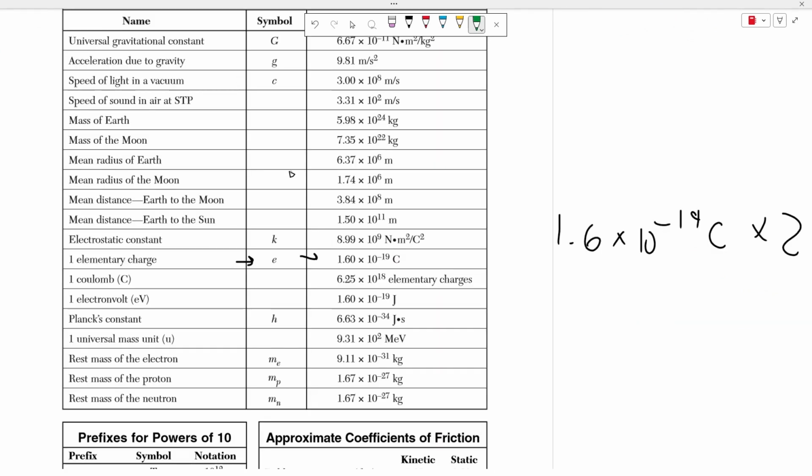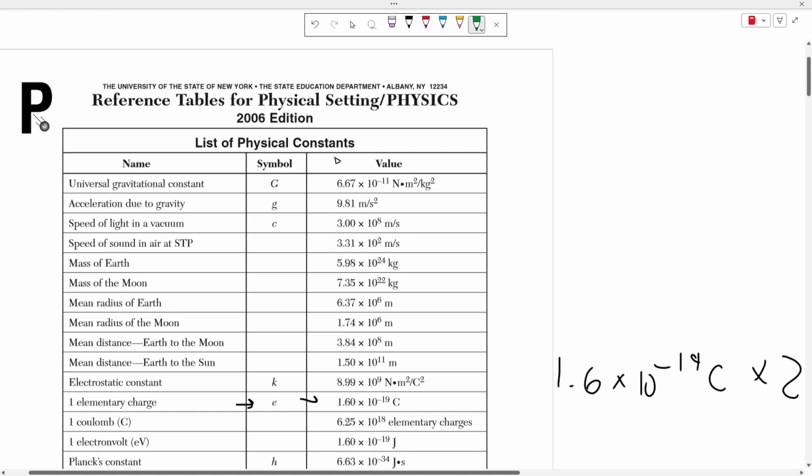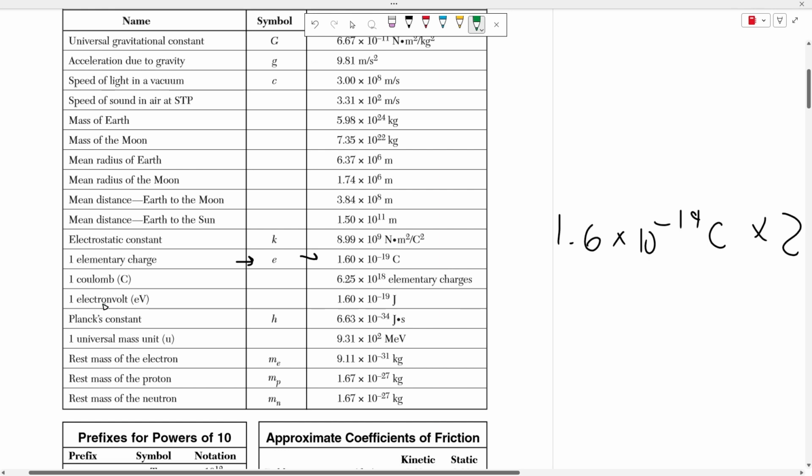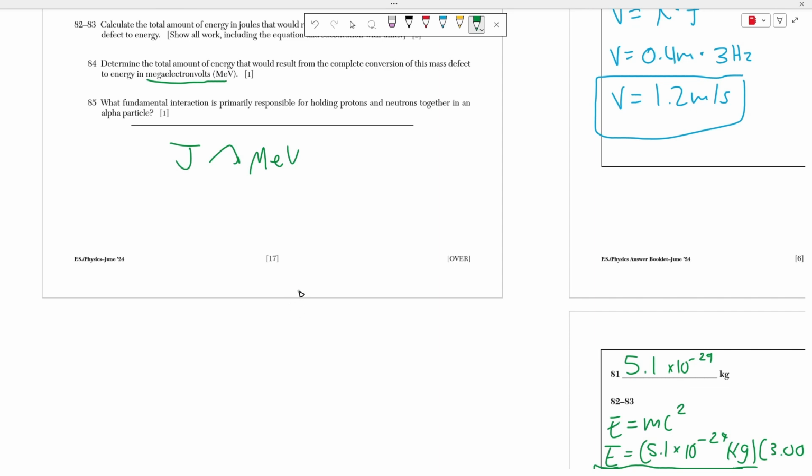Whenever you're converting units, that's probably going to be found in the list of physical constants. If we look here, we know that 1 electron volt is equal to 1.6 times 10 to the power of negative 19 joules. To solve this problem, we just need to pay close attention to the units. Right now, I have 4.6 times 10 to the power of negative 12 joules. Now, I can do two things. I can either divide by the conversion factor.